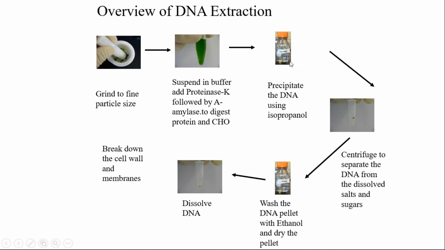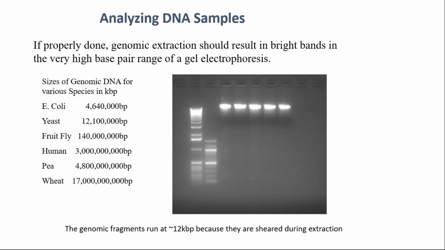You centrifuge, so your precipitate will be DNA. You wash the DNA pellet, you dry it, and you dissolve it in some buffer, which we generally call the TE buffer. So this is the general protocol, and it varies from tissue to tissue. If you're using plant tissue, sometimes you might need to use harsher conditions to break the cell wall. Once you have the DNA, you analyze it for its purity.